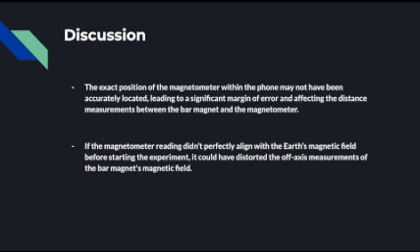Now the discussion: the exact position of the magnetometer within the phone may not have been accurately located, leading to a significant margin of error and affecting the distance measurements between the bar magnet and the magnetometer. If the magnetometer reading didn't perfectly align with the Earth's magnetic field before starting the experiment, it would have distorted the off-axis measurements of the bar magnet's magnetic field.